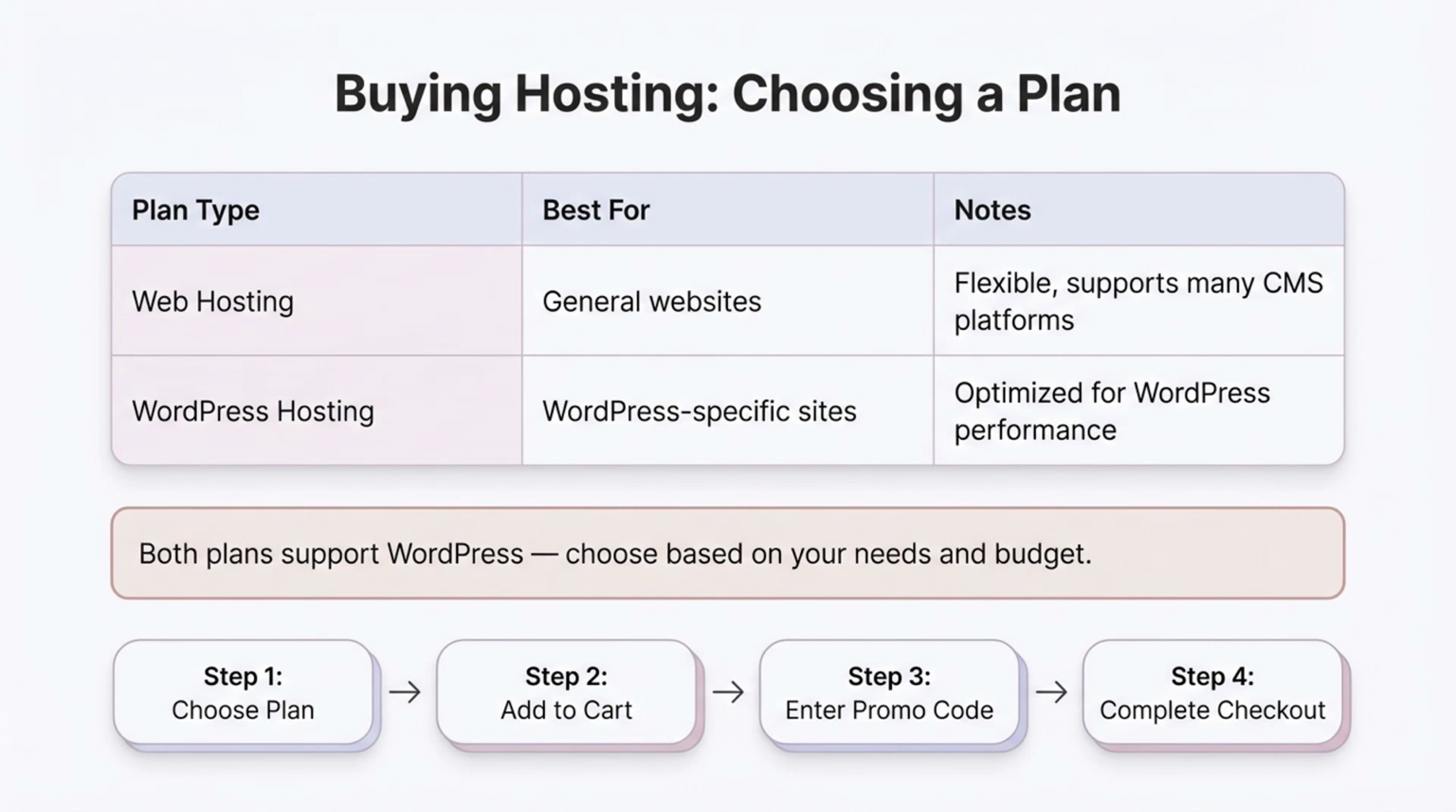When you go to purchase hosting, you'll typically see at least two common options: general web hosting and WordPress-specific hosting. Both can run WordPress just fine. WordPress hosting is optimized for it, but web hosting gives you more flexibility. During checkout, always look for a promo code field. Sometimes codes expire after a few hours, so if a code doesn't work, try another or check with your instructor.